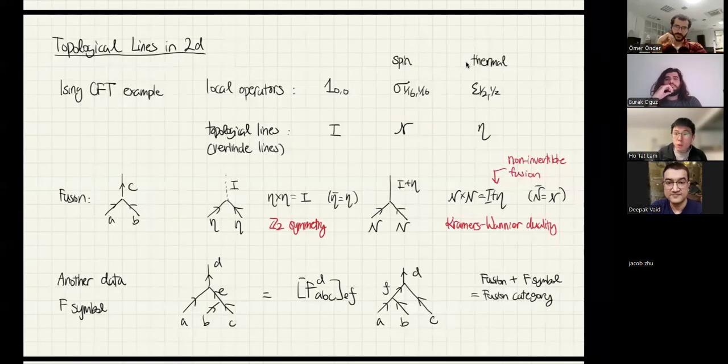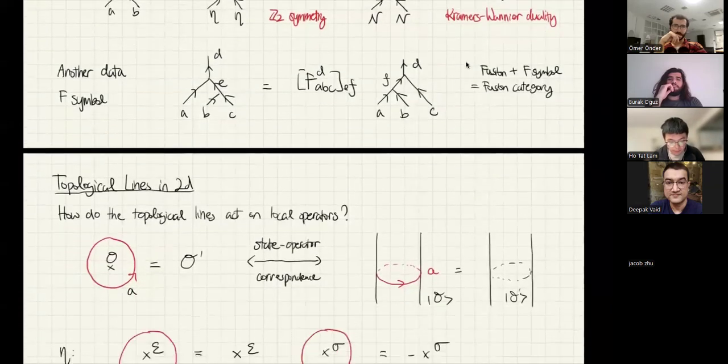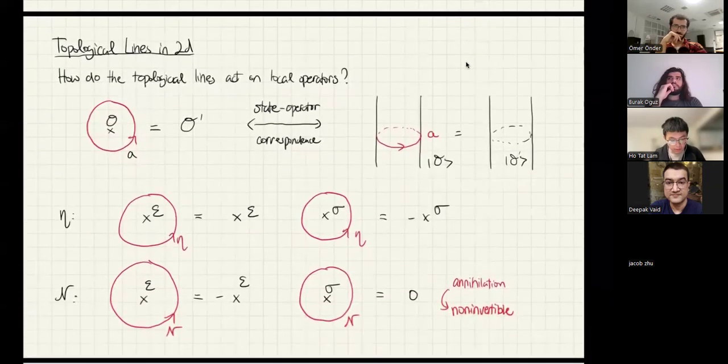It's just a coincidence that, because these are Verlinde lines, the fusion of these lines has the same fusion rules as local operators, but they're not identified. You should not think of them as identified. Got it. Good. Okay, so now let's talk about how a topological line acts on local operators.